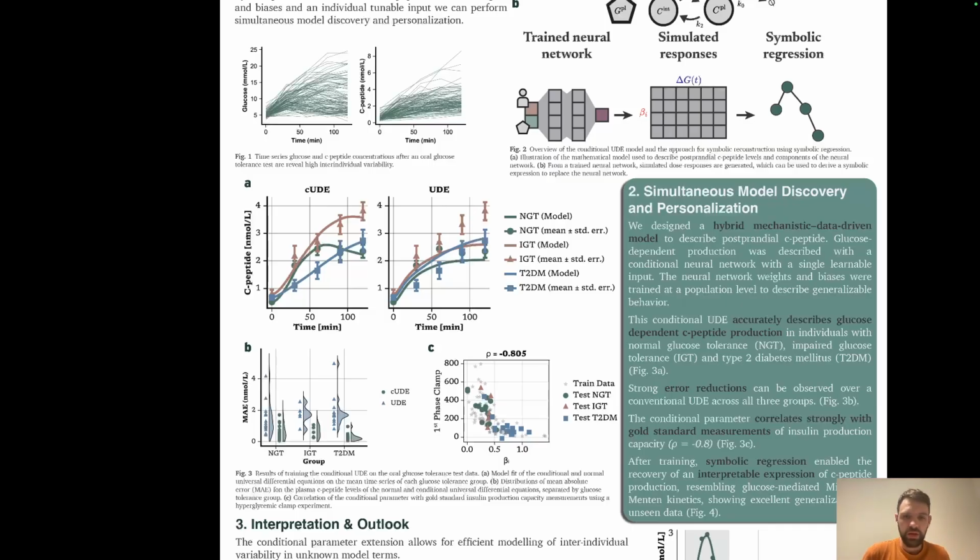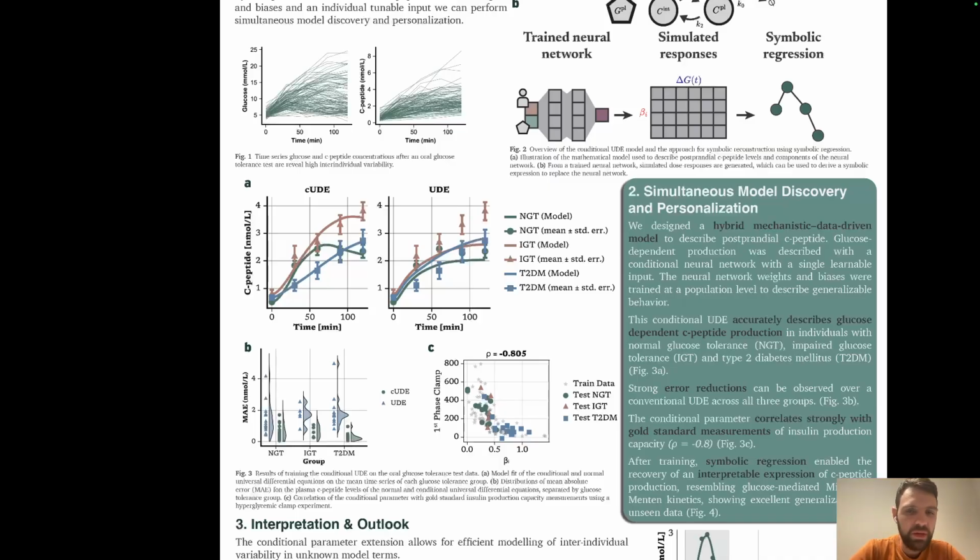From figure 3, we can see that the conditional UDE fits C-peptide levels across all glucose tolerance groups, while the universal differential equation, which does not contain the conditional parameter, fails to accurately estimate the C-peptide levels across all of the groups. We also see in figure 3b that the conditional UDE shows quite a large reduction in error compared to the regular universal differential equation for many individuals.